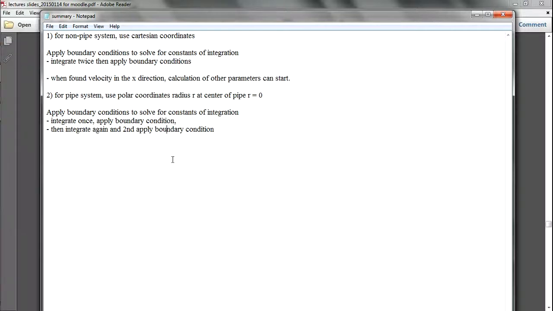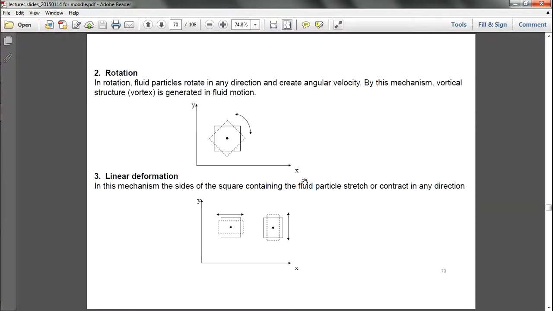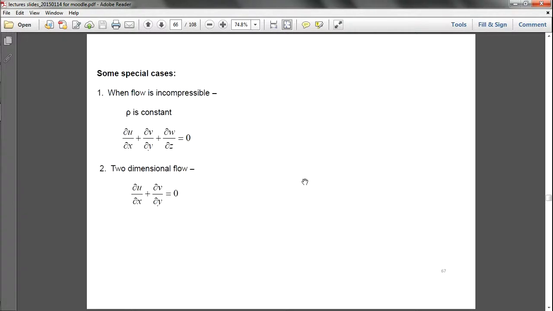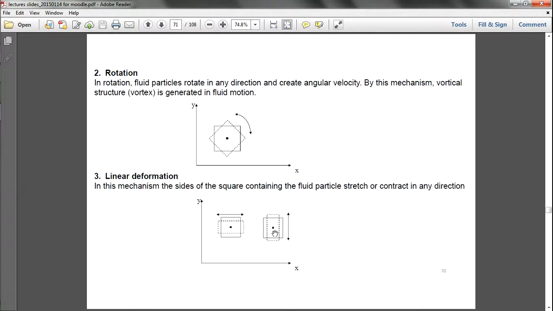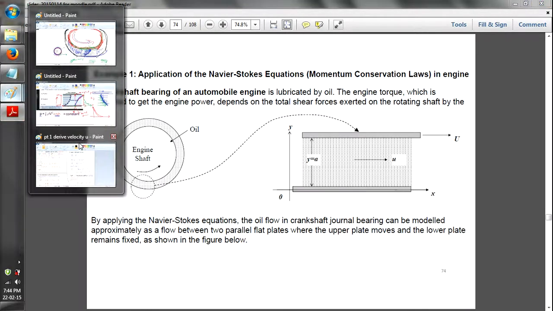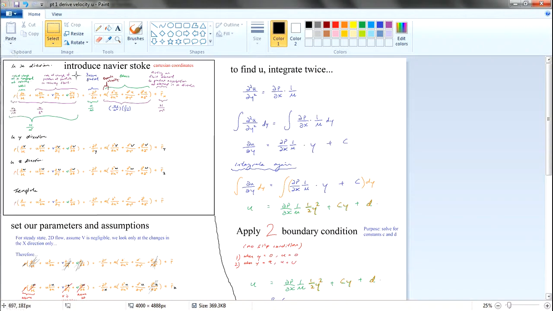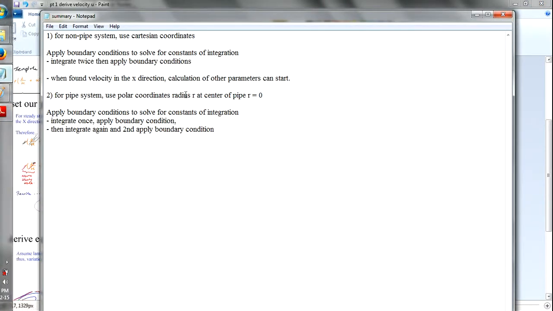So in this lesson, we talk about trying to apply the Navier-Stokes equation. If you remember, we derived it from the conservation of mass, and then we used that equation, which is similar to the Navier-Stokes equation. We also said that we have the Navier-Stokes equation in Cartesian coordinates, and then we set our parameters and assumptions. I'll just talk about the important stuff.